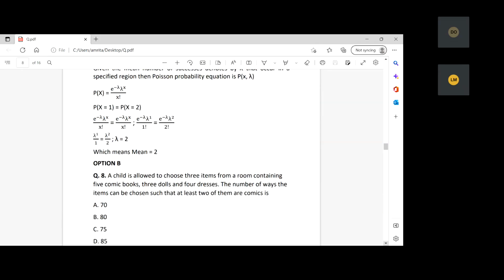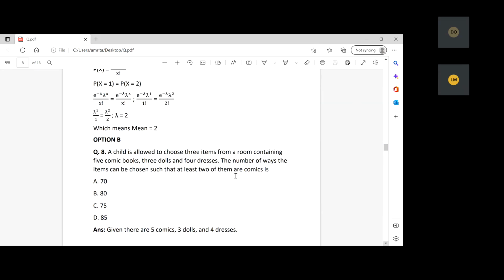This is another question. I think this is a previous year AEEE question, Amrita entrance examination question. A child is allowed to choose 3 items from a room which contains 5 comic books, 3 dolls, and 4 dresses. The number of ways the items can be chosen such that at least 2 of them are comic books. As a child, I need to select 3 items from a room which has 5 comic books, 3 dolls, and 4 dresses, in such a way that at least 2 of them are comics.